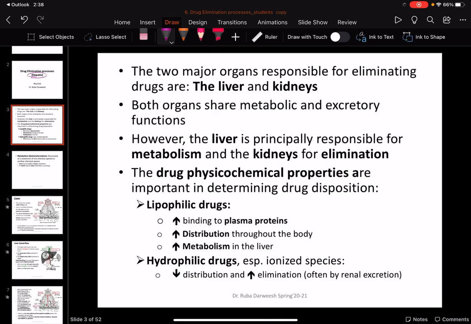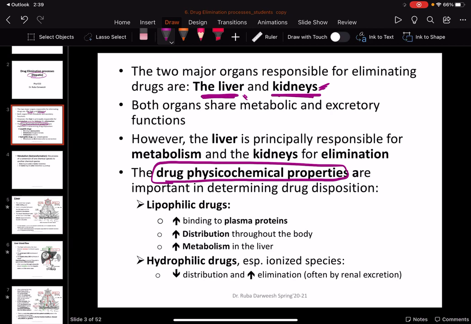elimination processes. We know before starting with the hepatic metabolism or hepatic elimination that elimination is mainly happening in two eliminating organs, the liver and the kidneys. We have mainly excretion in the kidneys and metabolism in the liver, and whatever is happening to the drug depends on its nature, its physicochemical properties.